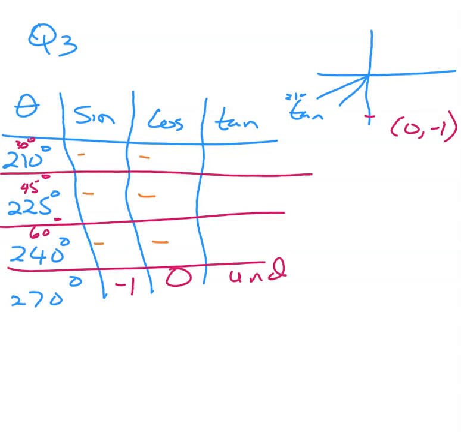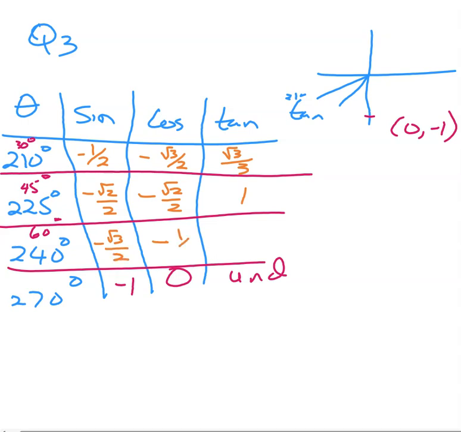So sine 30 is 1/2. Cosine 30 is √3/2. This is going to be √3/3. Here 45 is √2/2, √2/2, 1. Here you have √3/2, and then 1/2, and then √3. Now we're going to go to the last quadrant. This is Q4.